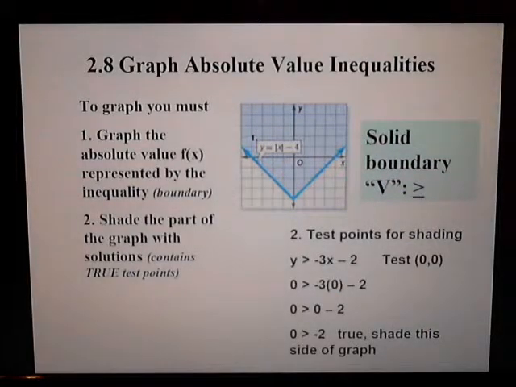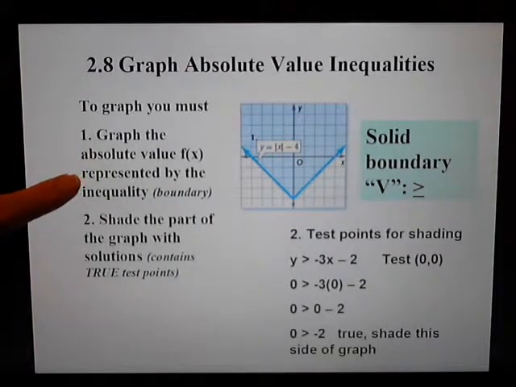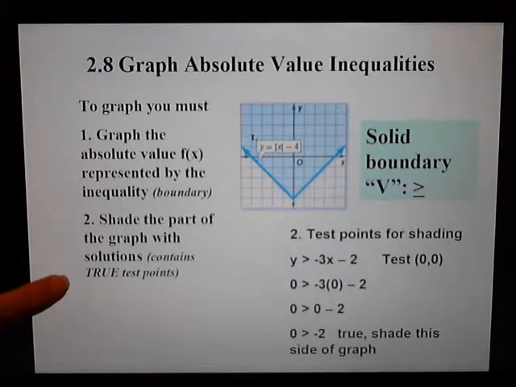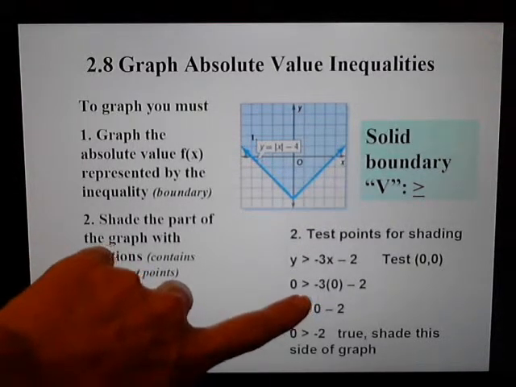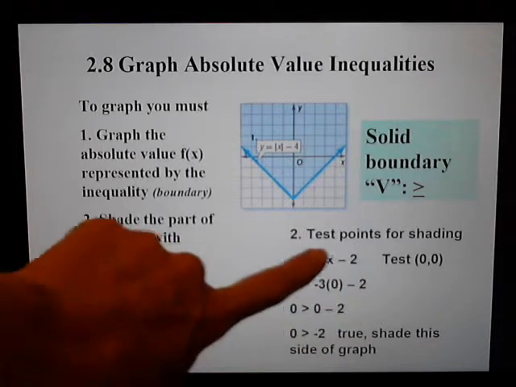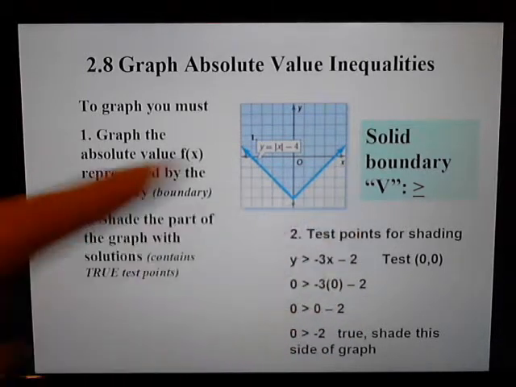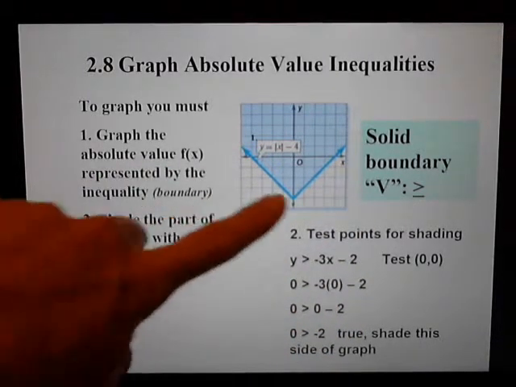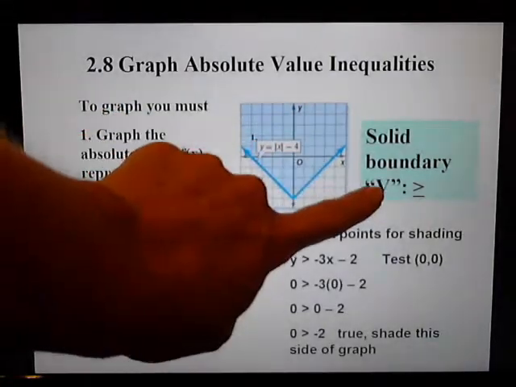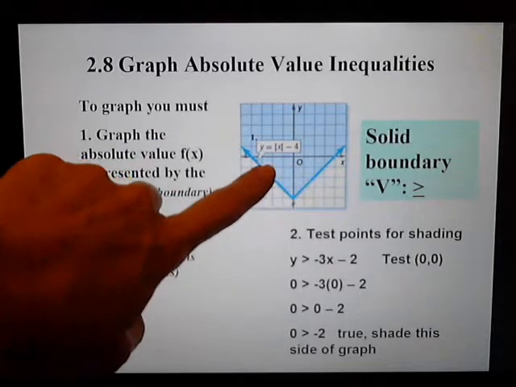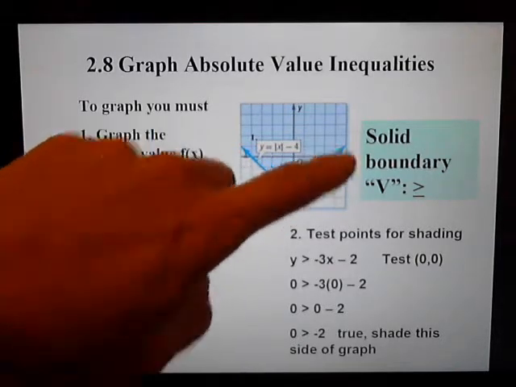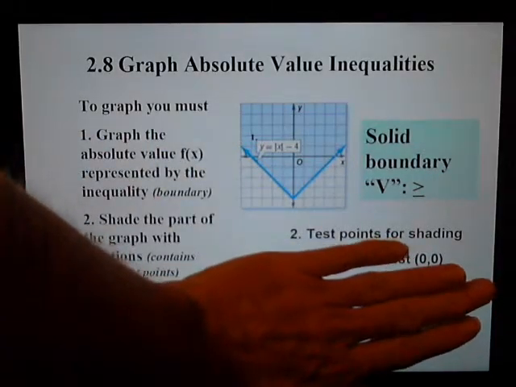When I graph absolute value inequalities, I pretty much do the same thing. I have to graph my absolute value function. I need to shade part of the graph where the solutions are true, and I can test a point. Oh, this still has the line. That's funny. This particular example has a solid boundary for that particular absolute value. So this is a solid V. This is a different test. How funny.